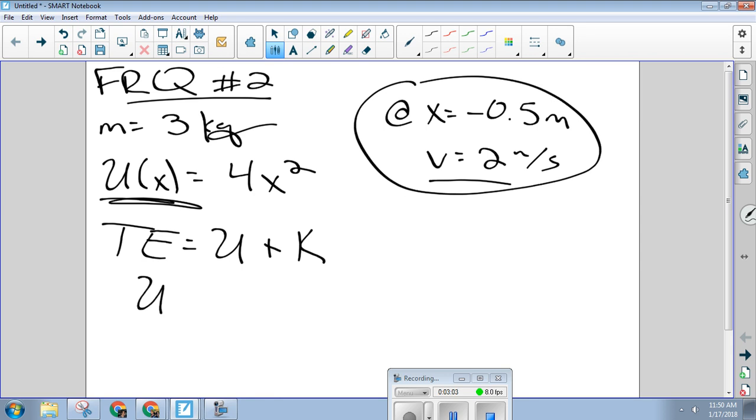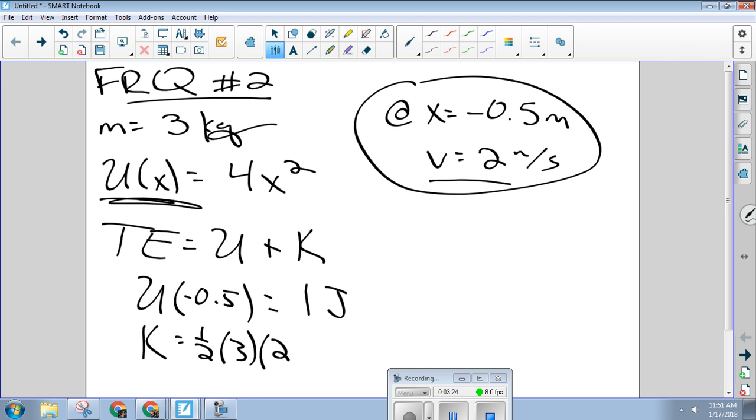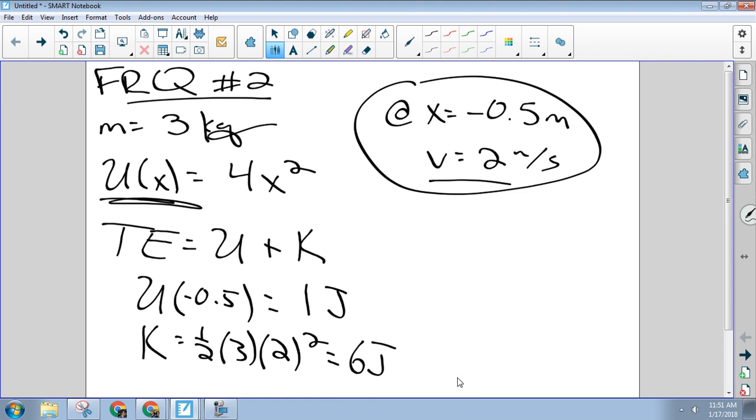So let's see. My U at negative 0.5, if you plug negative 0.5 in here, you're going to get just 1 joule. Notice the negative squares out. Everybody cool with that? Yep. All right, and then we can find the kinetic energy at that same instant. It's going to be half of the mass times the velocity, and don't forget to square it. And that gives you what? 6 joules.